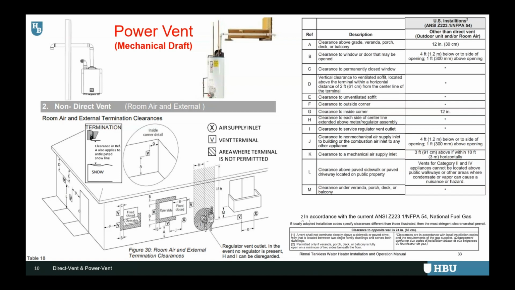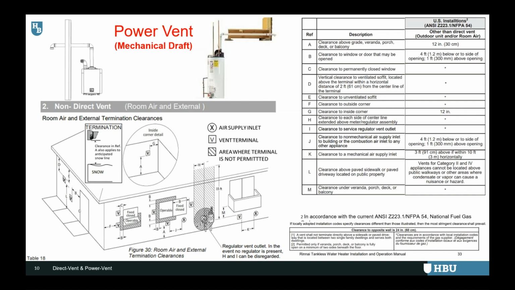Remember, the fundamental difference here is that power vent systems draw combustion air from inside the room and use a fan to push the exhaust out under positive pressure. This is different from power direct vent, which is a sealed system using outside air. Because power vent operates under positive pressure and uses indoor air, the required clearances are significantly larger to ensure safety.